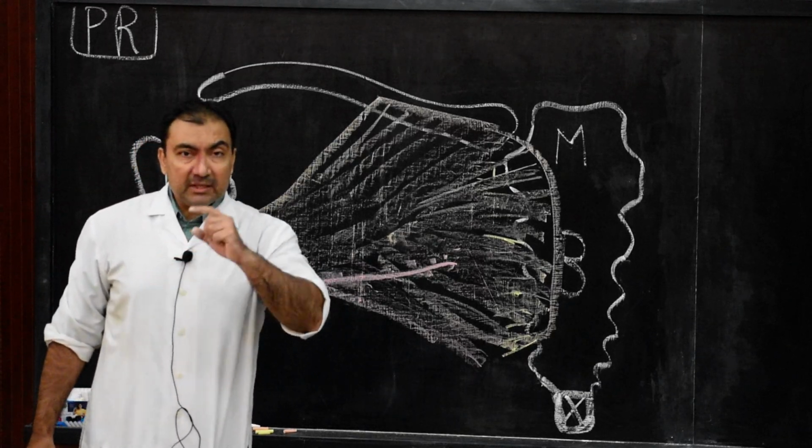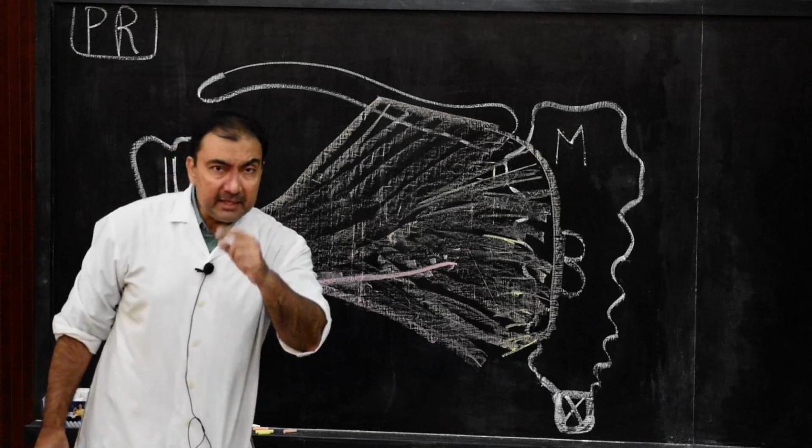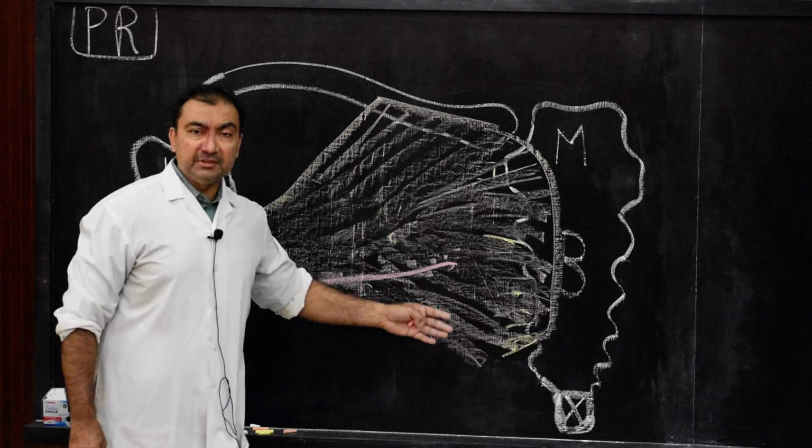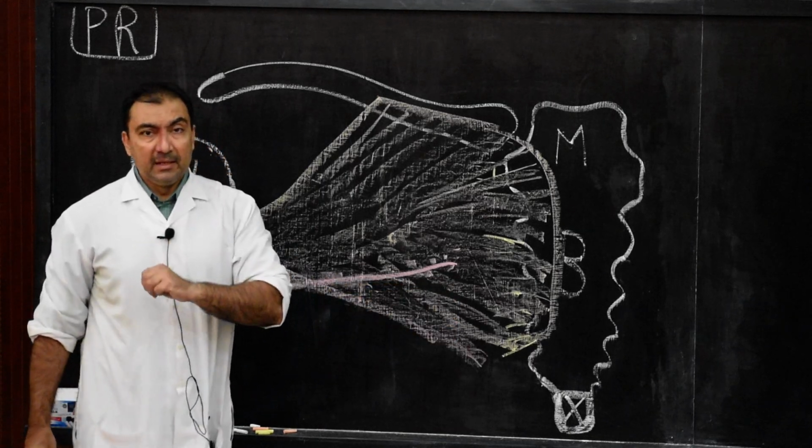Once again I repeat, what are the fibers of the posterior lamina? They are the remaining fibers of sternocostal origin as well as the fibers taking origin from the aponeurosis of the external oblique muscle of the abdomen.